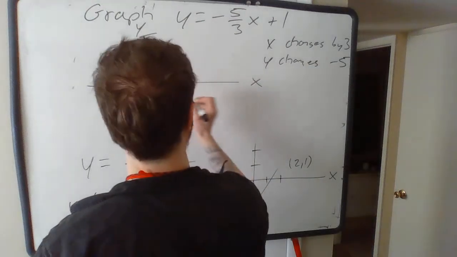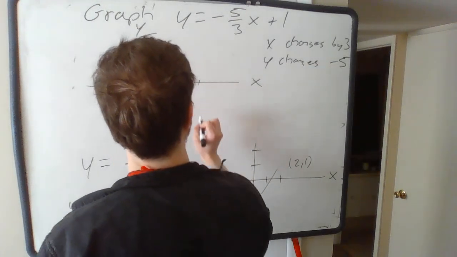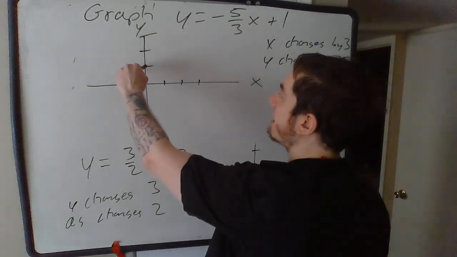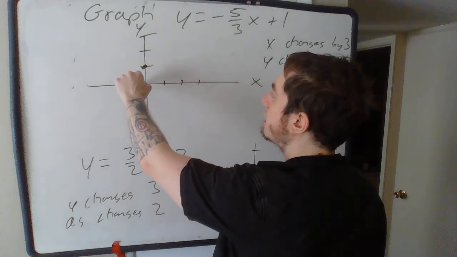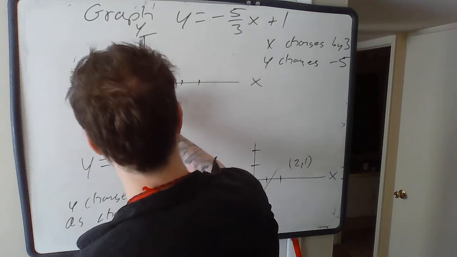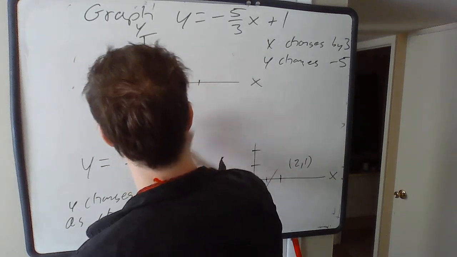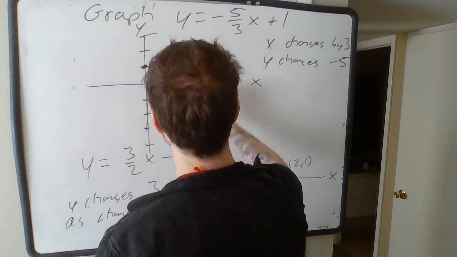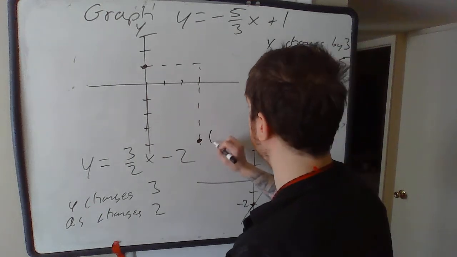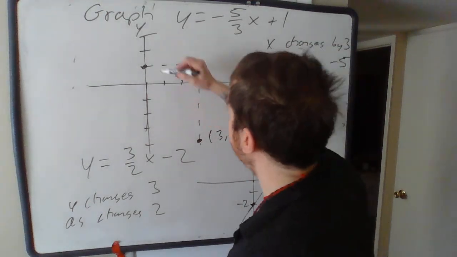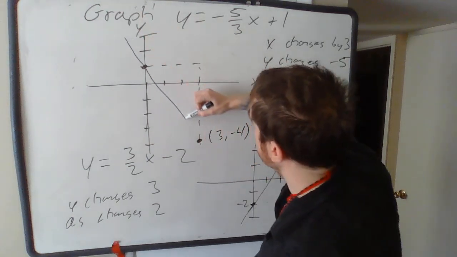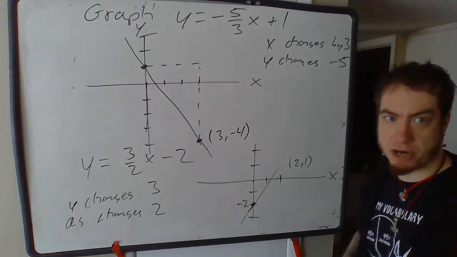So what this means is that as I go over by 3, I'm going to go down by 5, because y changes by -5, and that means I would go -1, -2, -3, -4, -5 as I count downwards. I suppose I should put some tick marks on here. And so if I go over by 3 and down by 5, that gets me over to here. This is going to be the point (3, -4). And then these are 2 points on my line. So now I just have to connect up these points with a straight line. And there's my graph of my line.